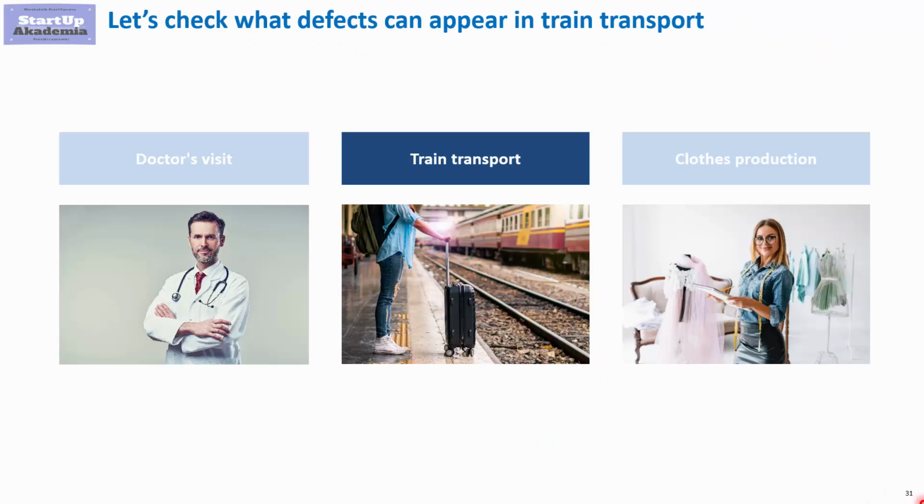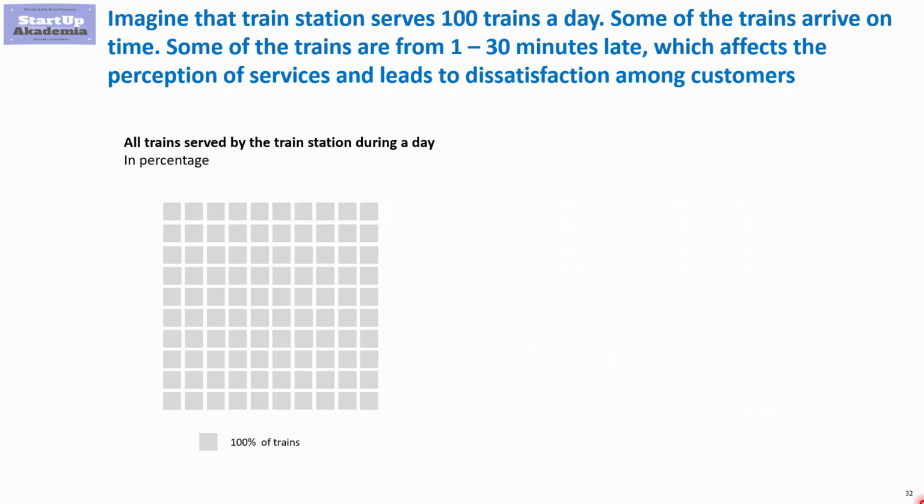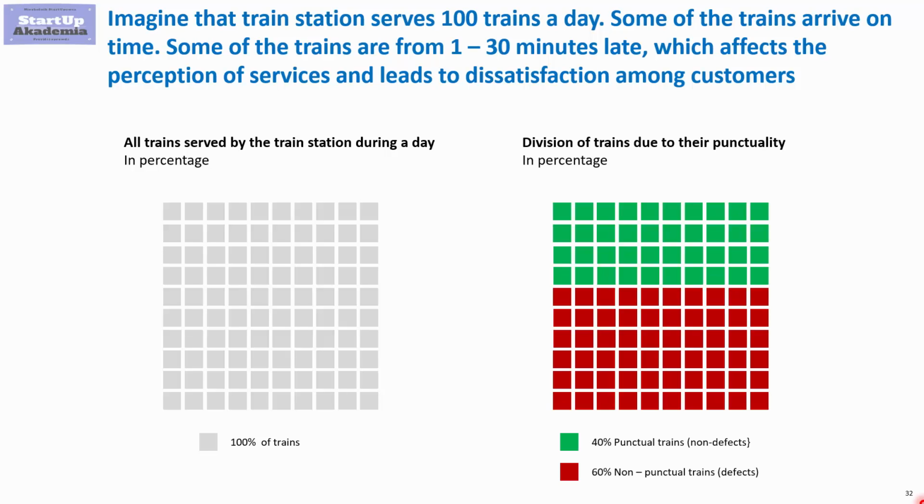In a similar way, we can treat the train transport. Here, let's assume that being on time, arriving on time, will define whether it's a defect or not. So if the train is on time, then we assume that this is not a defect. And then if it's late, obviously we consider that a defect. So here, after we have measured 100 trains on a specific day, you will discover that 40% of them were punctual, so they were on time. So this is high quality, no defect production, and then 60% were late.